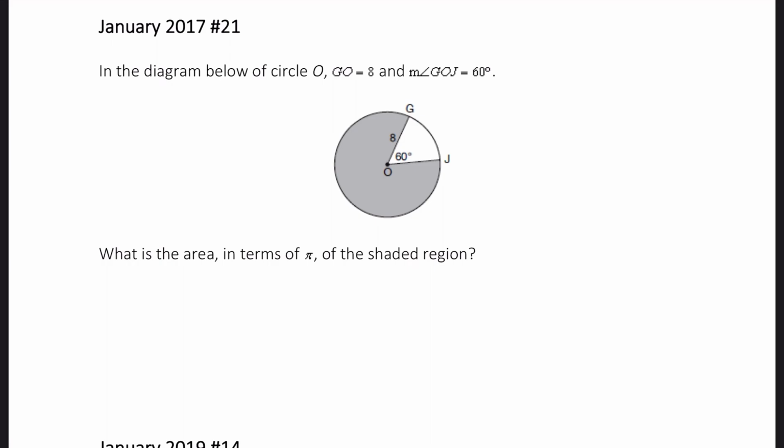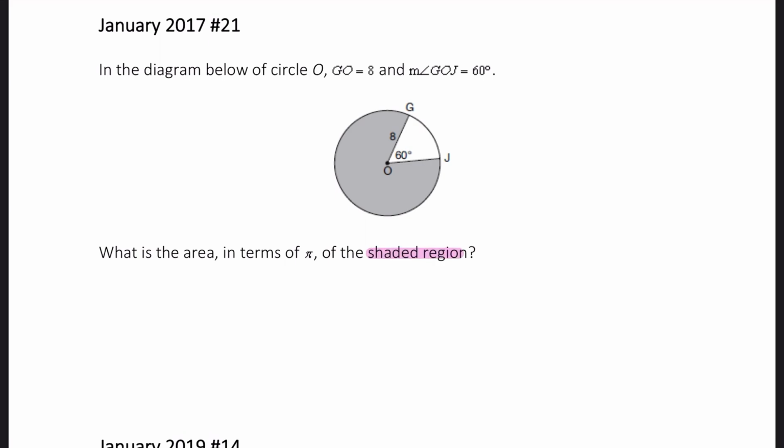So this says in the diagram below of circle O, GO is equal to 8, and the measure of angle GOJ is 60 degrees. They want us to find the area of the shaded region. So this is really misleading because this feels like what I want to find, right? That's my pizza wedge that I always see. But that's not what it's asking for.